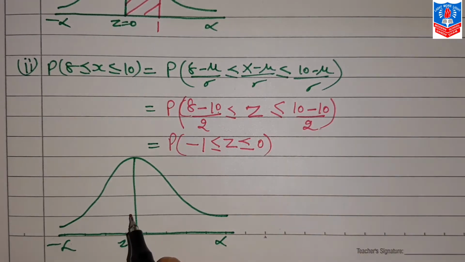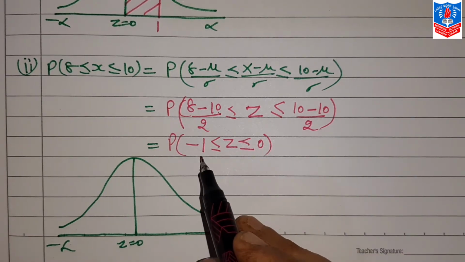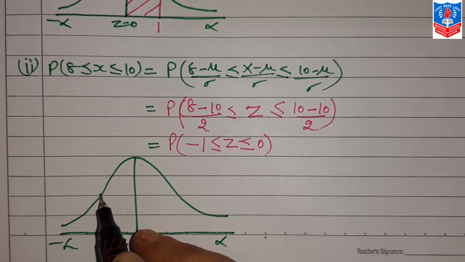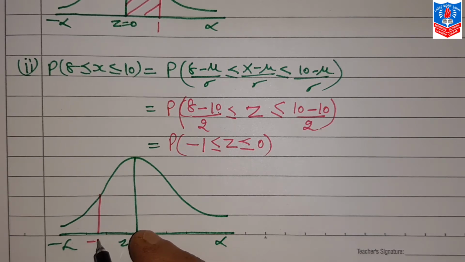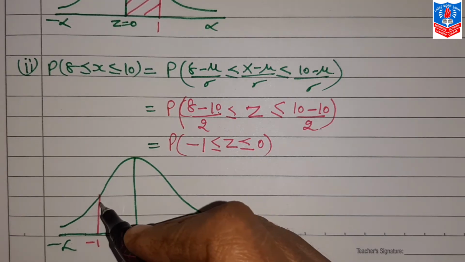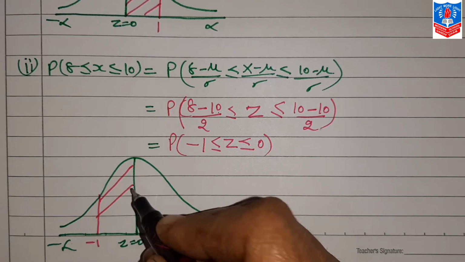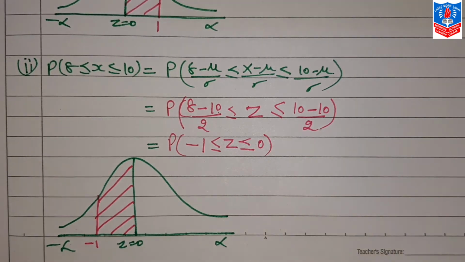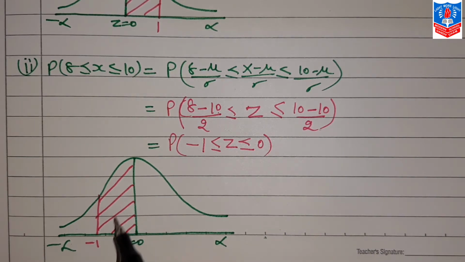Now this is how we show it in the diagram. It's minus 1. Minus 1 means it is on the left hand side. Here is minus 1, from minus 1 to 0. So the area will be this, which you have to highlight. Now minus 1 to 0 area is this.